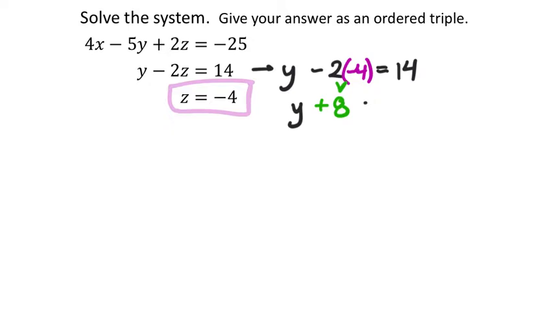So that would be y plus 8 equals 14. For a minute, I thought that was a negative y. Oh yeah, the arrow, my bad. But thank goodness it's not. So yeah, y now equals 6.